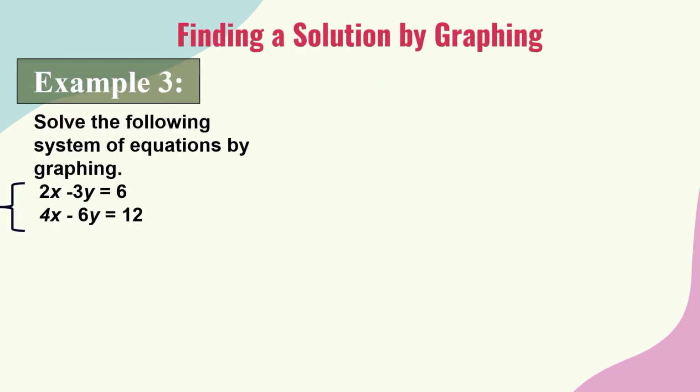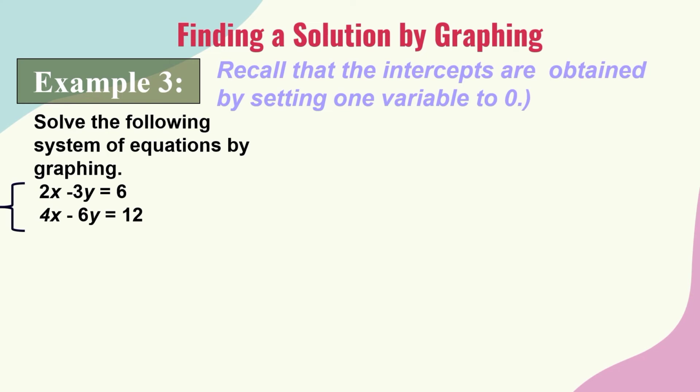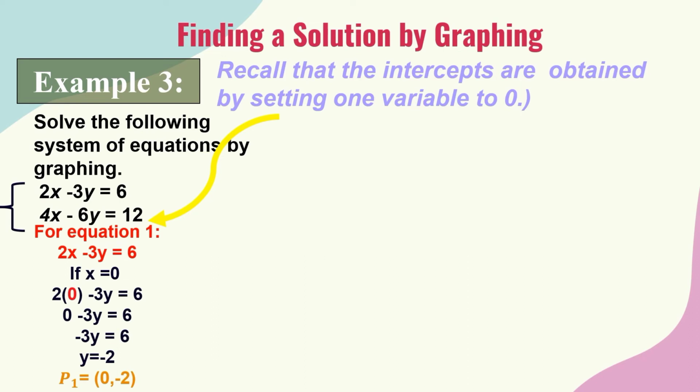Let us have our third example. The given system is 2x minus 3y equals 6 and 4x minus 6y equals 12. Again, recall that the intercepts are obtained by setting one variable to 0. For equation 1, 2x minus 3y equals 6. If x is 0, 2 times 0 minus 3y equals 6. 0 minus 3y equals 6. Divide both sides of the equation by negative 3. So y is negative 2. So our first point is (0, negative 2).